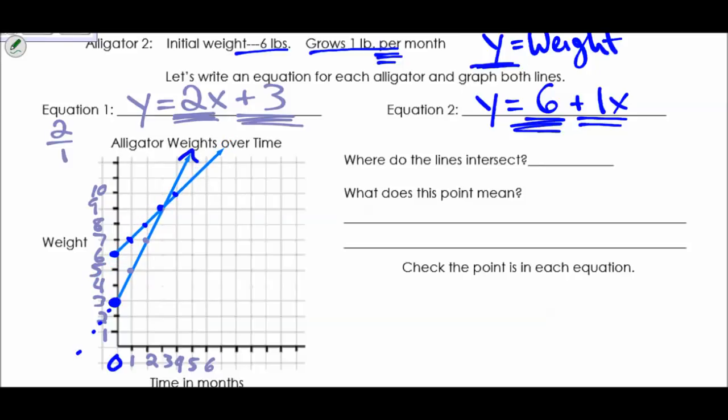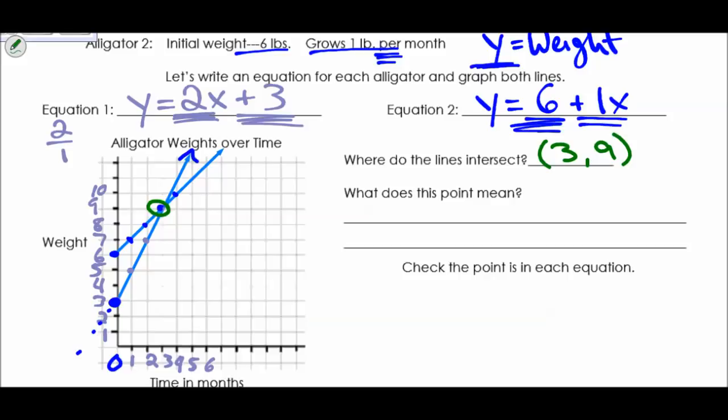But you should have seen it as I was plotting those points. We have an intersection right there. Those two lines cross at that point. That looks like the coordinates 3, 9. That's where these points intersect. That's the whole thing I'm looking for with a system of equations. Where do my two lines hit each other?